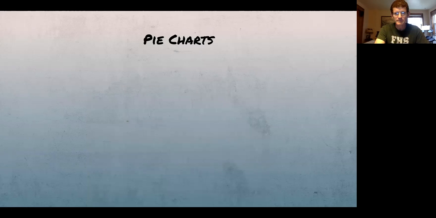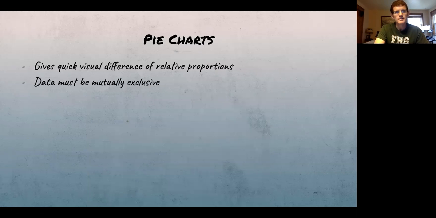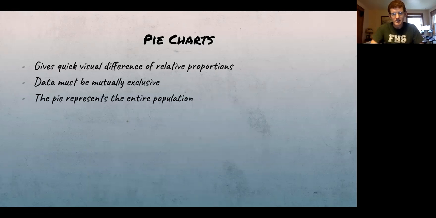Okay, pie charts. They give a quick visual difference of relative proportions. The data must be mutually exclusive here, because the pie represents the entire population. So you couldn't have a pie chart of all the ice cream flavors you like, because then you might have 100% of people liking chocolate, 100% of people liking vanilla, and if you put that into a pie chart, you have 200% shown there. That doesn't make any sense, right?